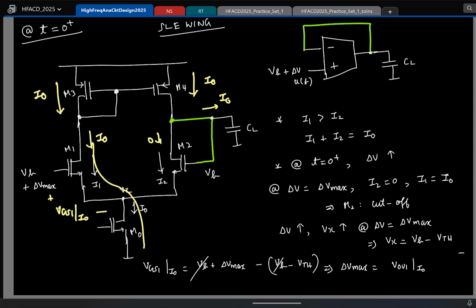So nominally, what is the bias current through M1 and M2? Nominally, what should be the bias current through M1 and M2? I0 by 2. So how do you think this is related to V overdrive of M1 at a current of I0 by 2?